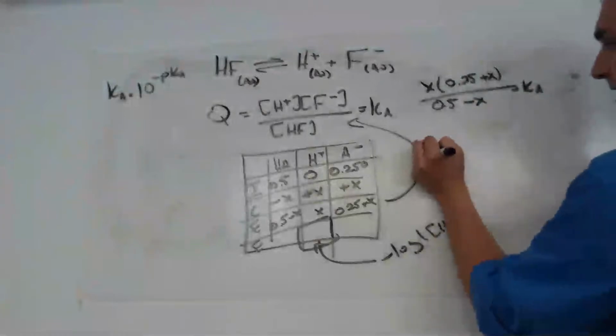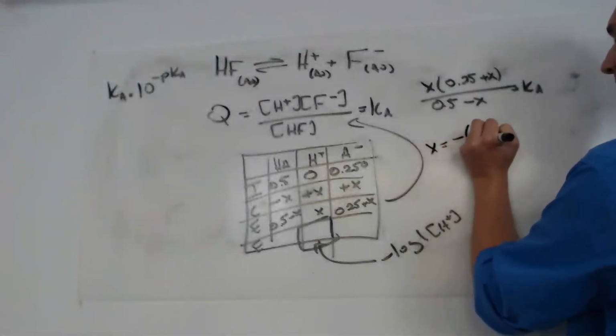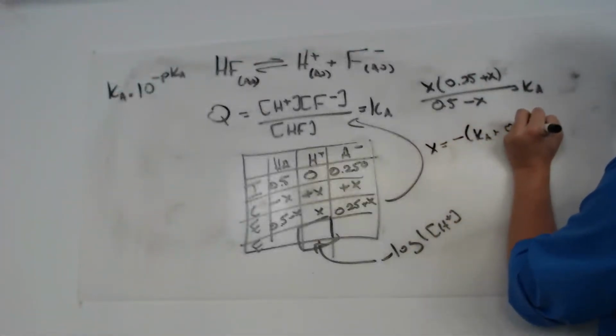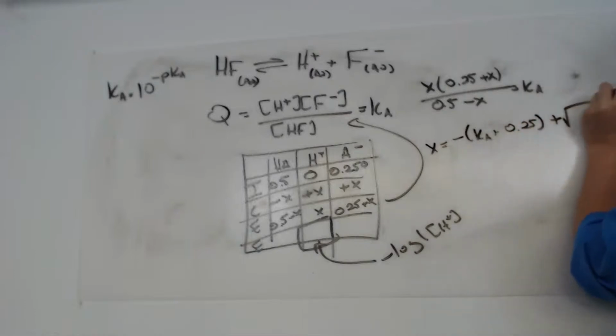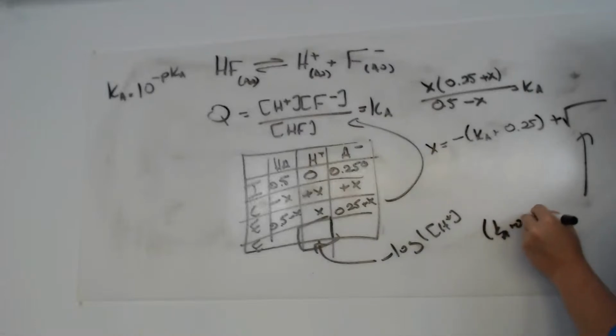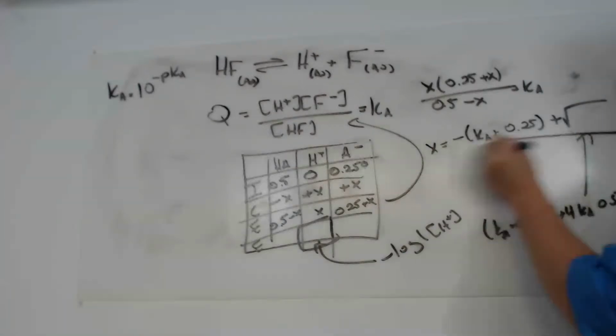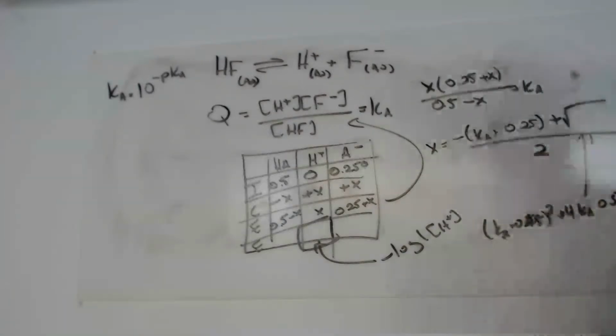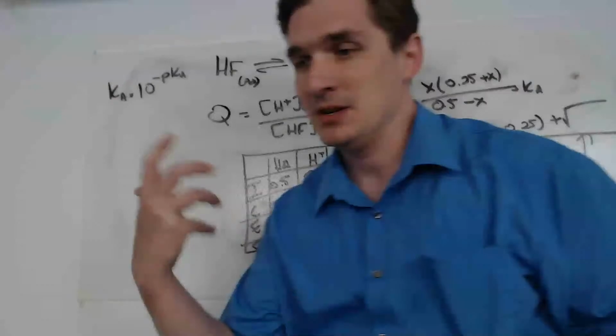So if you work it out, you get that X is the opposite of Ka plus 0.25, plus the square root of (Ka plus 0.25) squared plus 4 Ka times the starting concentration, all over 2. And then you would just take the negative log of that number.